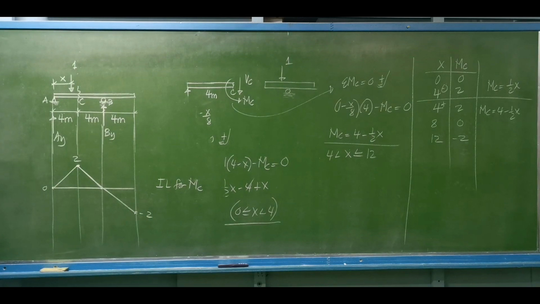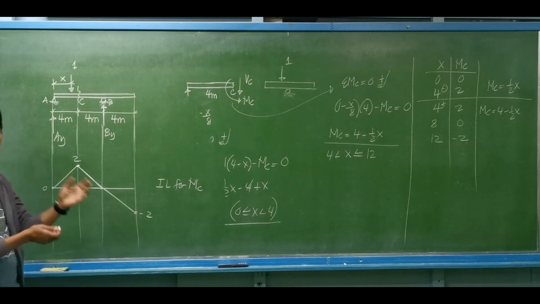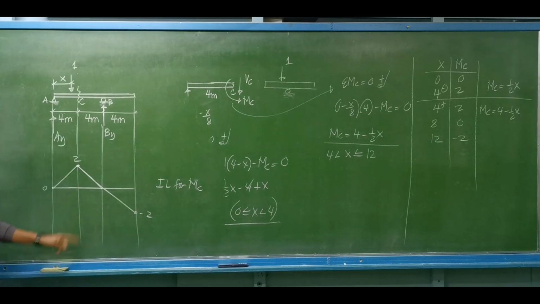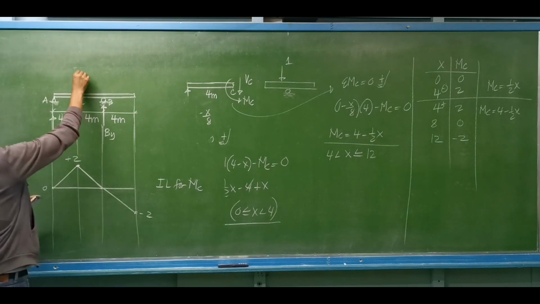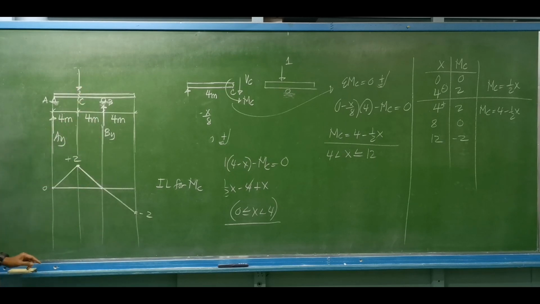So where can we find, or where do we put the 1 unit load to have a maximum moment at C? That is at point C itself, we can have a maximum positive. As you can see, this is a positive 2. So if we have the load just over point C, we'll be having the maximum positive moment about point C.